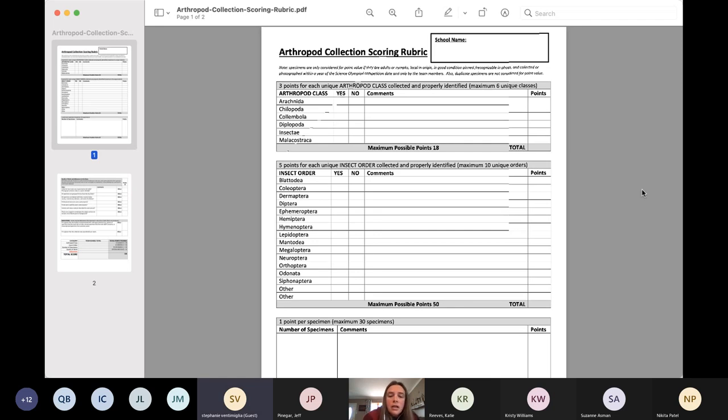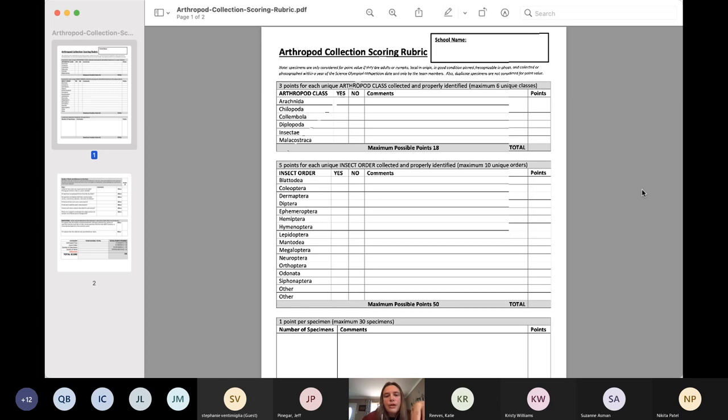Yes. Okay. All right, so then we move to order. The 10 unique orders does not mean 10 individuals. 10 unique orders means you got at least one Blattodea, which is like a cockroach. You got at least one Coleoptera, which is a beetle. But you might have 4 different kinds of beetles. For beetles, if they're a different color, they're a different species, you're good to go. I usually get people giving me like 5 different beetles because they have to meet that 30 individual species too.